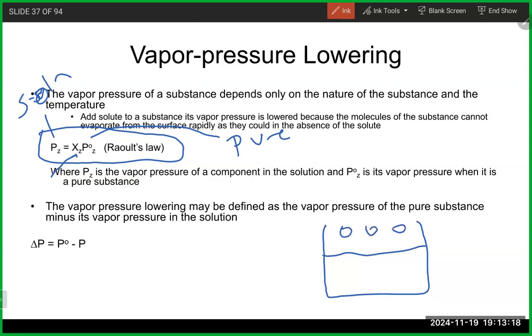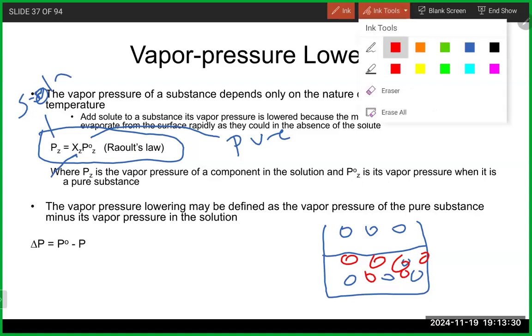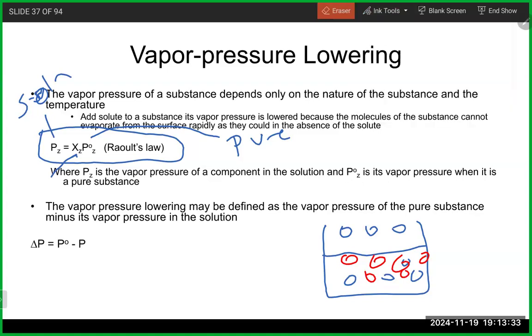So the idea here is in order to have vapor pressure, you've got to get some vapor molecules above the liquid. Now, when you have some solute dissolved in here, there's a lot of stuff in the way. That's going to cause less of those molecules to be able to escape the solution, and you'll have less vapor molecules over the solution. That means fewer gas molecules over the solution, so you're going to have a lower vapor pressure in this particular case.